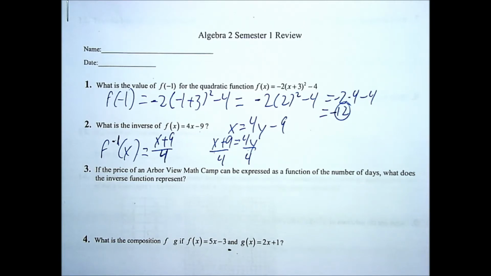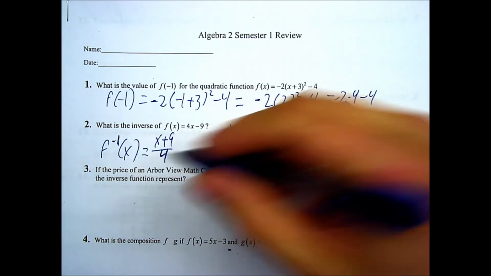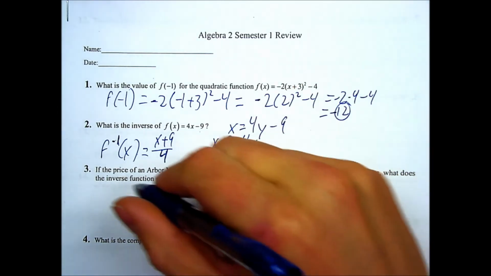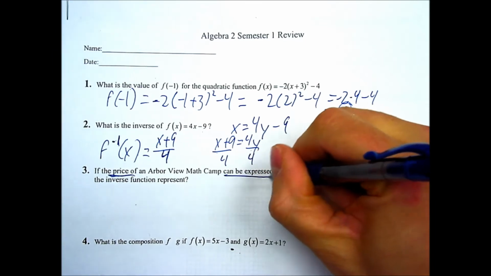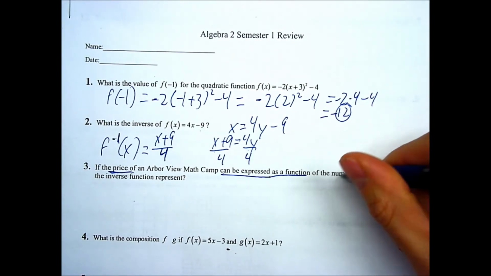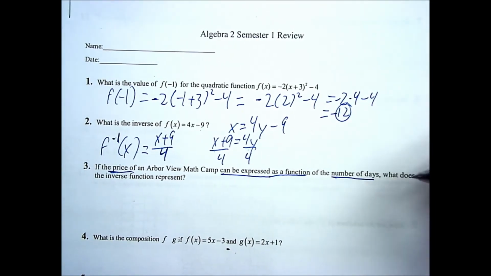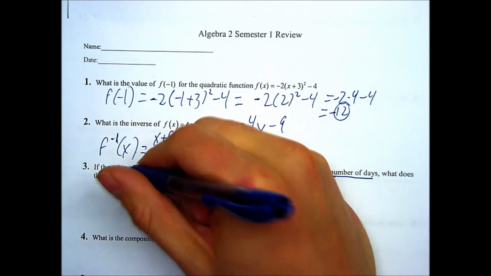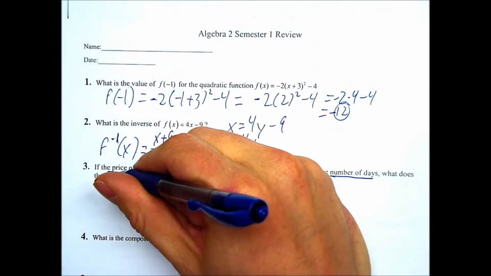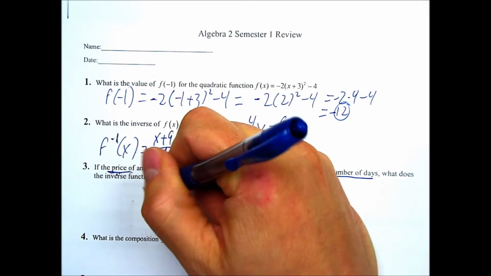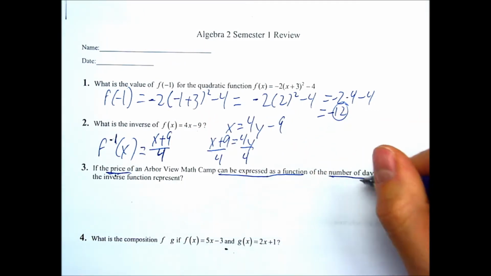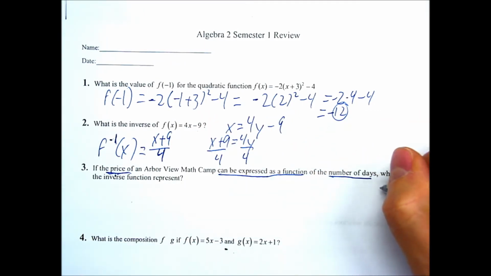Question 3. So if the price of Arborview Math Camp can be expressed as a function of days, what does the inverse represent? So here, the price can be expressed as a function of days. So this will be y, the price, is the y value. In other words, price is the output. And the input is number of days, x.